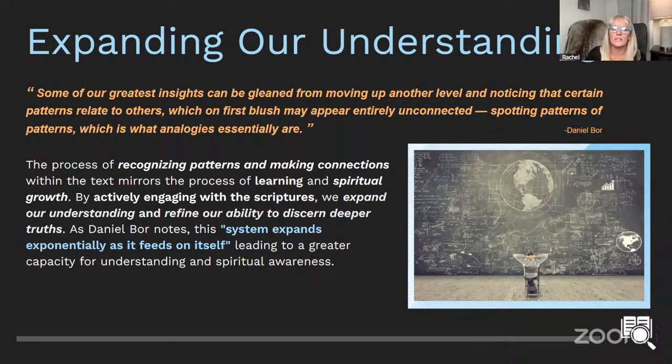Okay, expanding our understanding. This is it. Some of our greatest insights can be gleaned from moving up another level and noticing that certain patterns relate to others, which on first blush may appear entirely interconnected. Spotting patterns of patterns, which is what analogies essentially are.